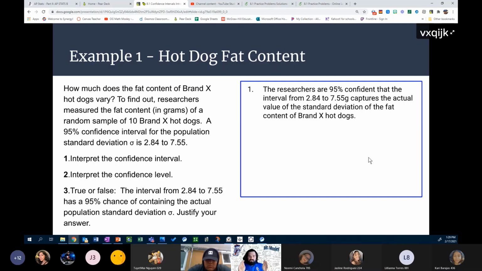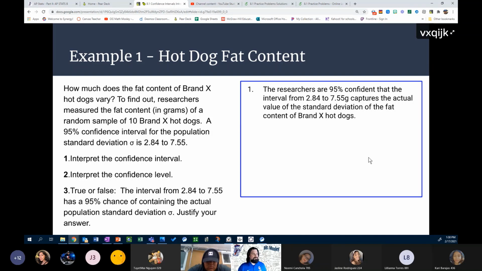It's within there. Kind of think of the range as a fence. It's in there somewhere. We're not entirely sure where, but it's in there. If we were to say that the researchers are 95% confident the interval from 2.84 to 7.55 grams is the actual standard deviation, we would be wrong. That is an incorrect statement. We don't know what the standard deviation is, which is the same as saying equal. We can't say that. We don't have the numbers available in this context to say that statement. All we can say is that it's somewhere in there, so we use the verbiage captures or contains or something to that effect.